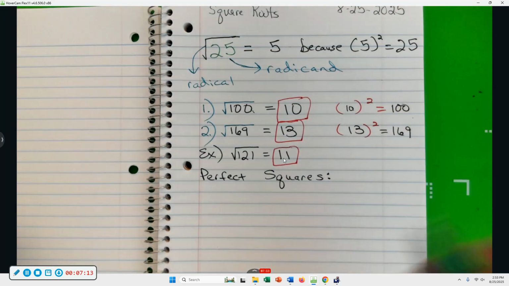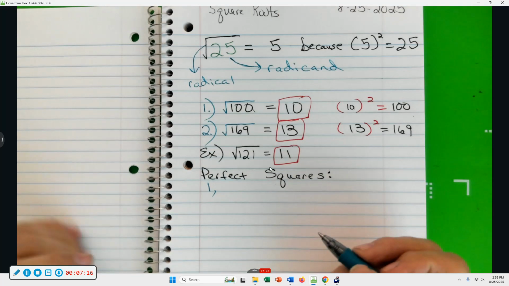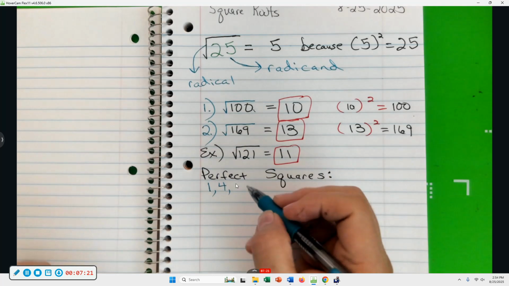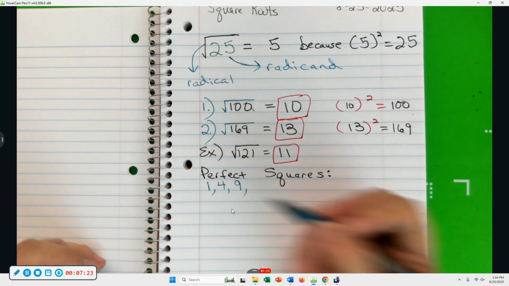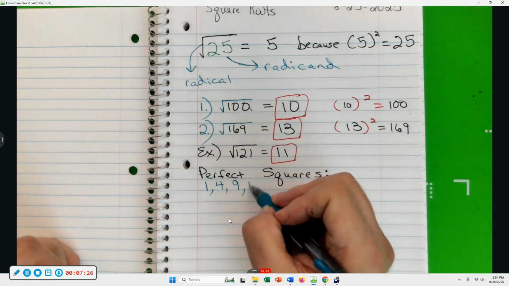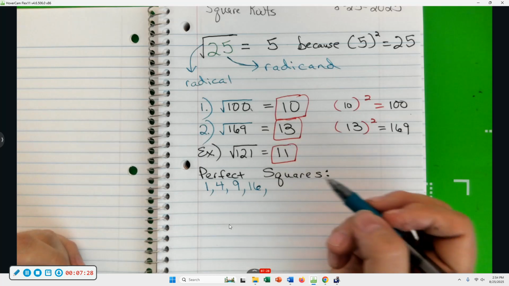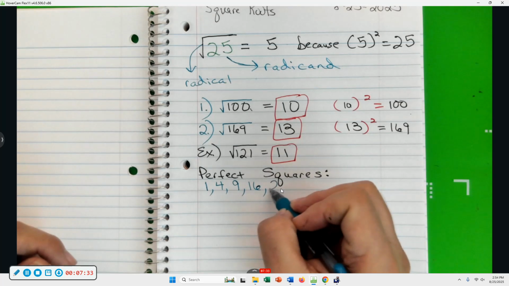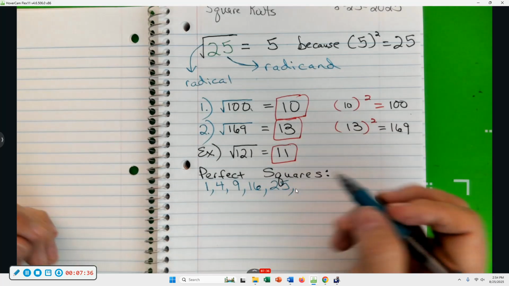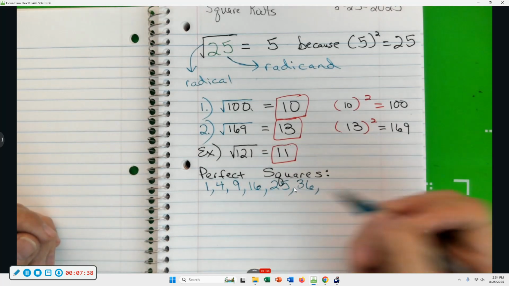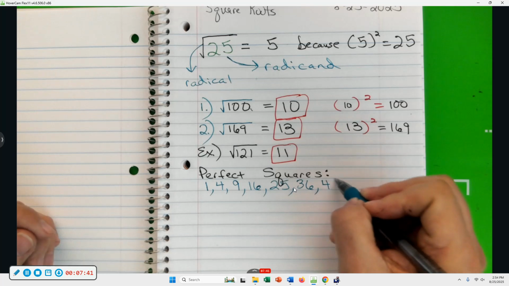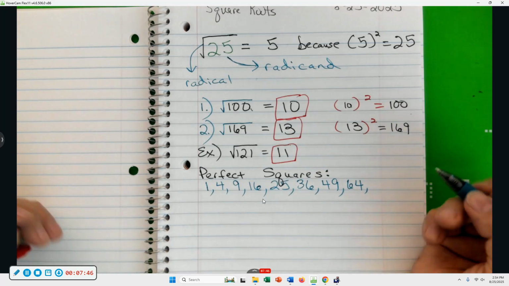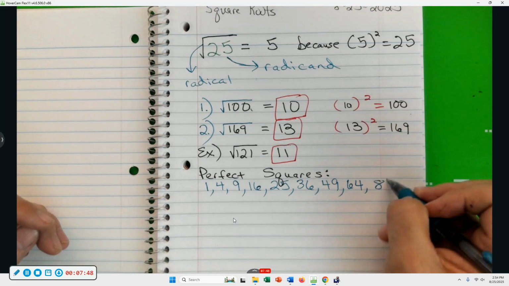1 squared. 1 times 1 is 1. 2 times 2 is 4. What about 3 squared? 9. 4 squared? 16. What's the next one? 5 times 5, 25. 6 squared? 36. 7 squared? 8 squared? 64. 9 squared? And how long can we keep doing this?